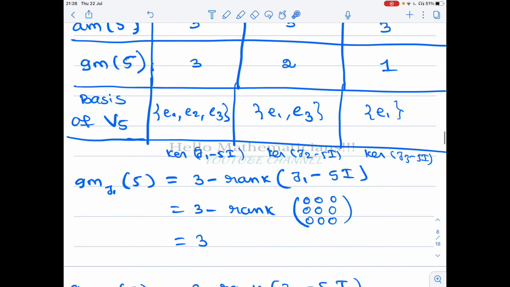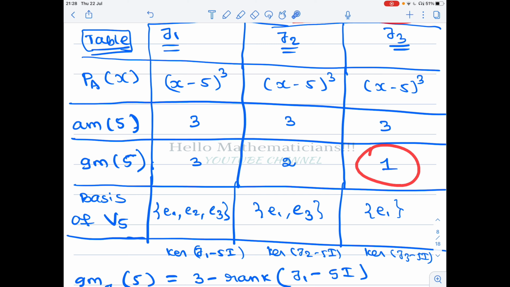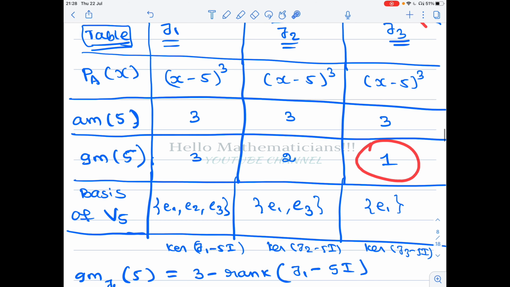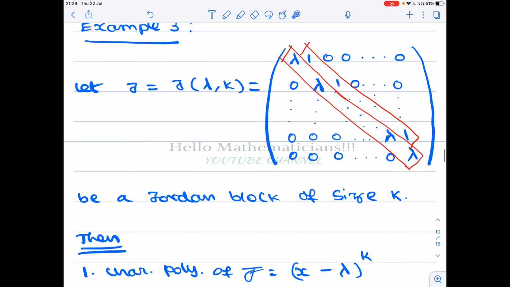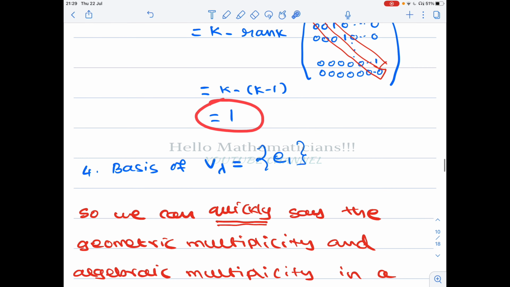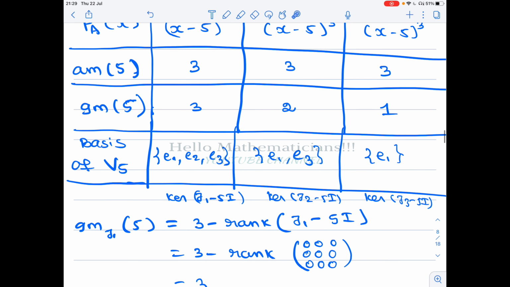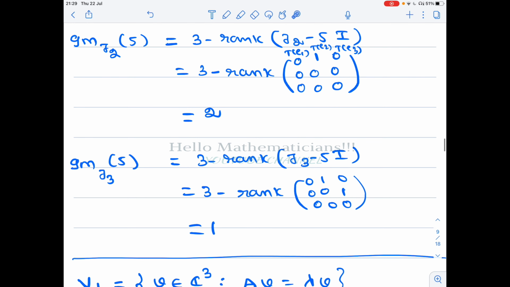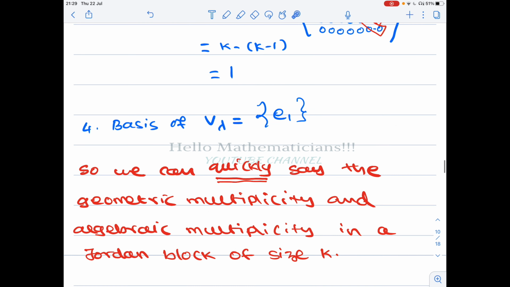and we have seen it here also. For this Jordan block, we got that the geometric multiplicity of the eigenvalue 5 is 1. Okay, now we have learned something new about Jordan blocks. We use this result. The basis of the eigenspace V lambda will be e1, similar to what we got here. The same argument will work. Try to do it by yourself, it is very simple.